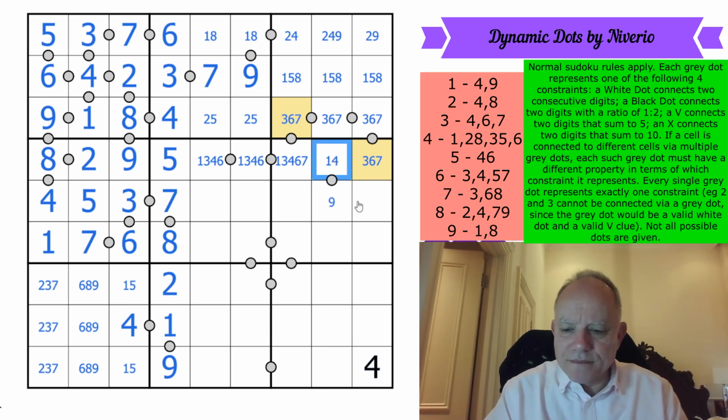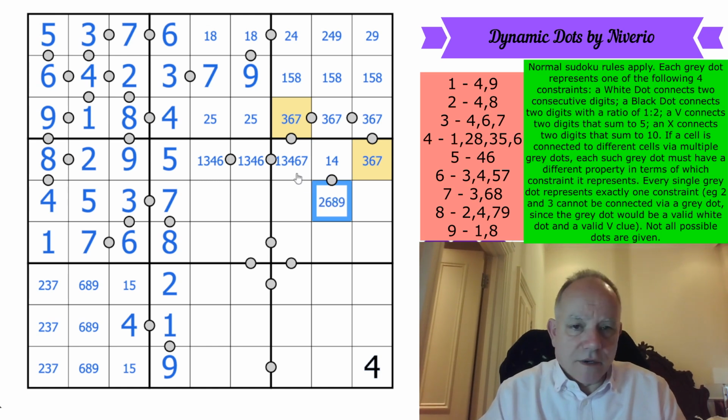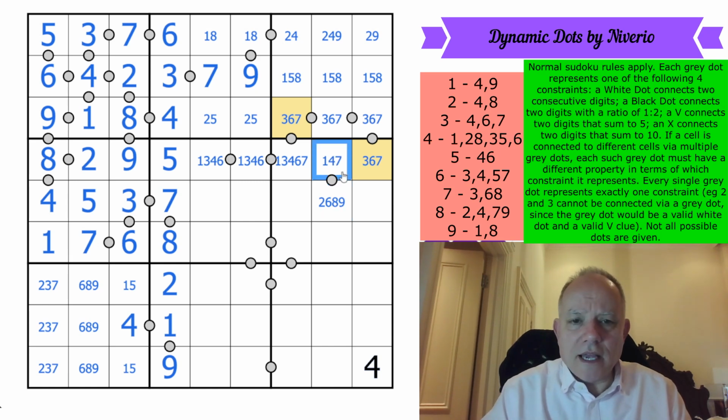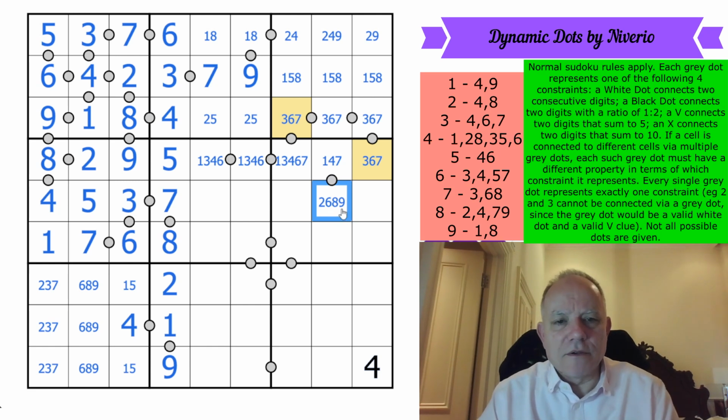So, oh, that's annoying. If this is a 6, this is impossible. We worked that out. If this is a 7, this would be 6 or 8. Oh, well, okay. At least we've limited it to those possibilities.